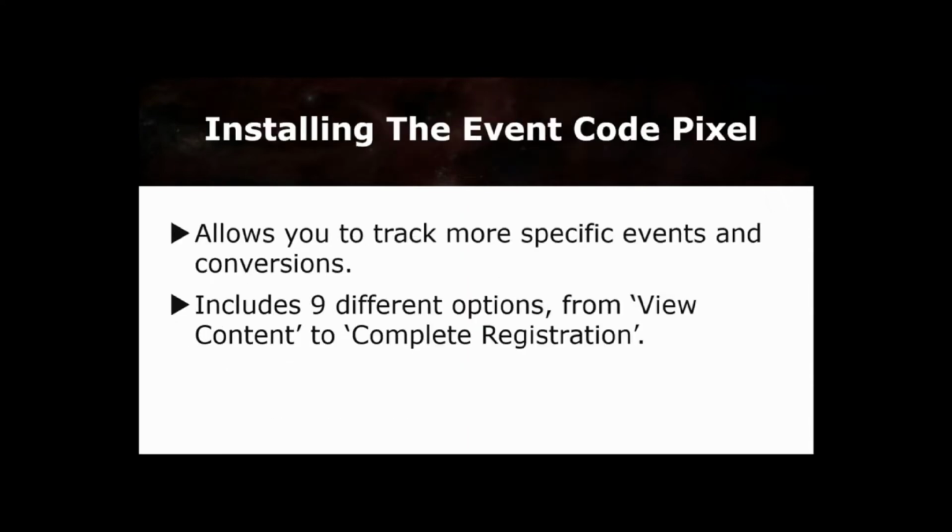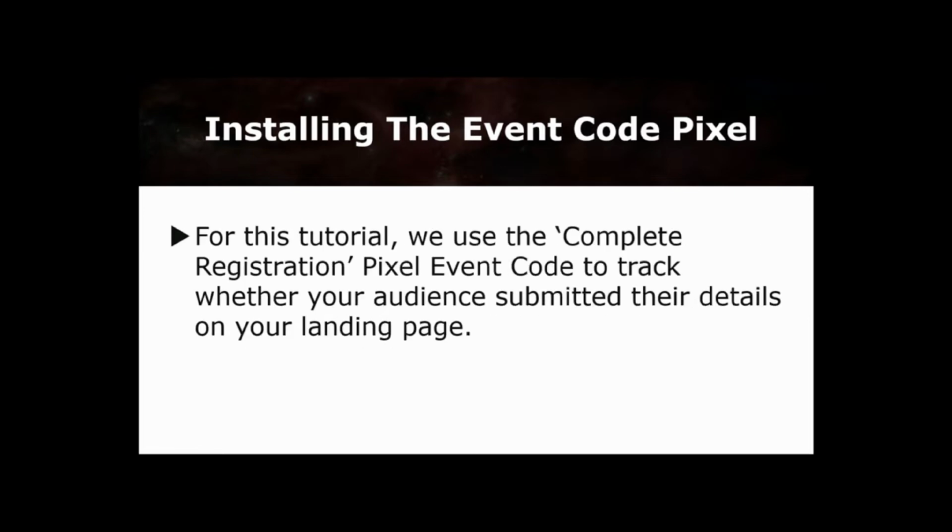The next step is to install your second pixel, which is the Facebook Pixel Event Code. The event code allows you to track more specific events and conversions, where it has included 9 different options from view content to complete registration. For this tutorial, we'll be focusing on tracking whether your audience submitted their details on your landing page, where we will utilize the complete registration pixel event code.